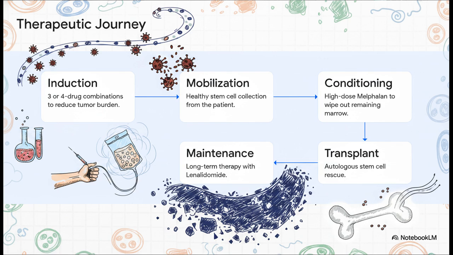The journey kicks off with induction therapy, typically a pretty rigorous 3 or 4 drug combination. Once the tumor cells are knocked back, we move to Step 2, mobilizing and collecting the patient's own healthy stem cells. Step 3 is the conditioning phase, using high-dose chemo like melphalan to basically wipe the slate clean in the marrow. Step 4 rescues the patient by infusing their collected stem cells back in, an autologous stem cell transplant. And finally, Step 5 is maintenance therapy, often relying on a drug like lenalidomide to keep the disease suppressed for as long as humanly possible.